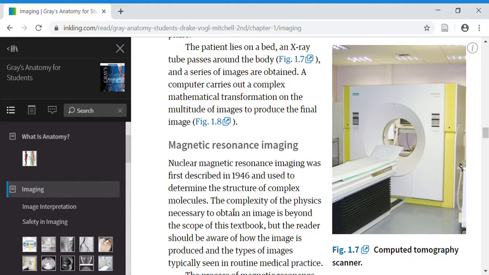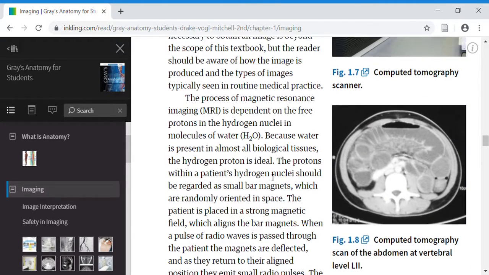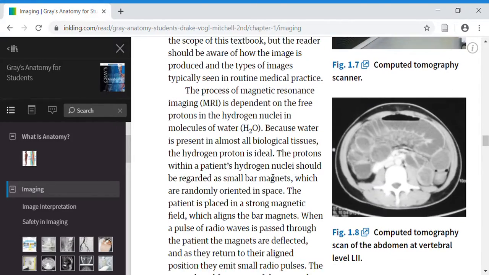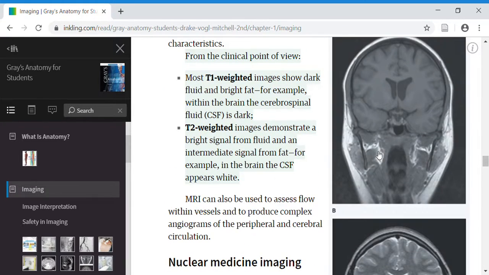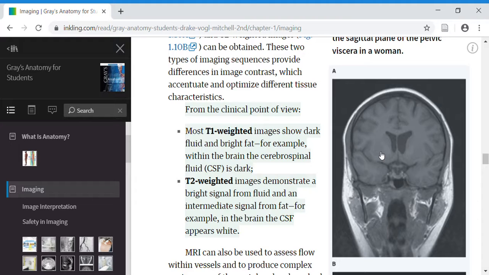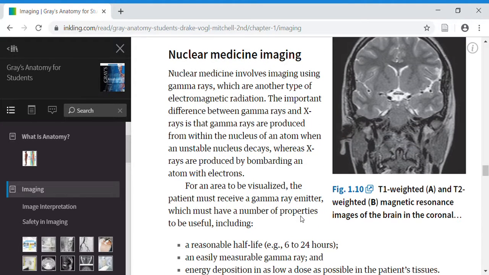Another one is MRI imaging. Here is a computed tomography scan of the abdomen at vertebral level L2. And the MRI scan, magnetic resonance imaging, has T1 weighted and T2 weighted images. This is a cross section of the skull, where you can see the brain and all the lower aspect. Based on this, there are T2 weighted and T1 weighted images. This is magnetic resonance imaging of the brain.